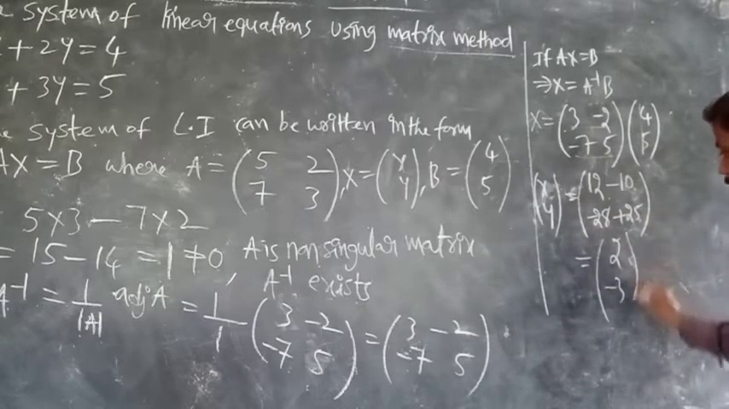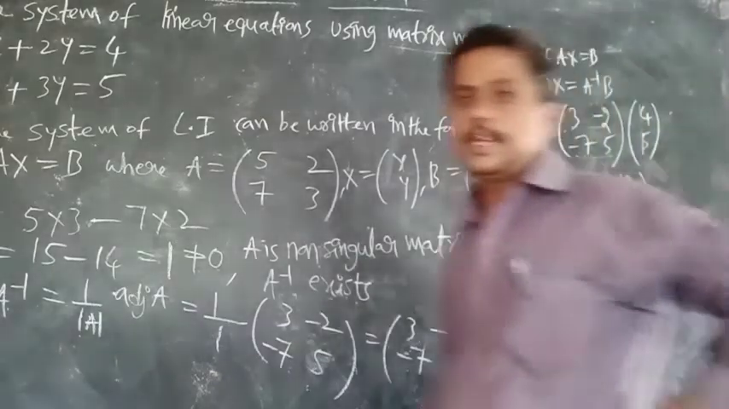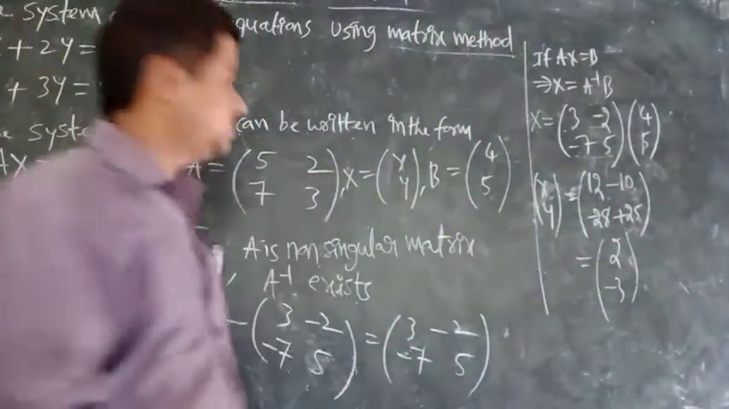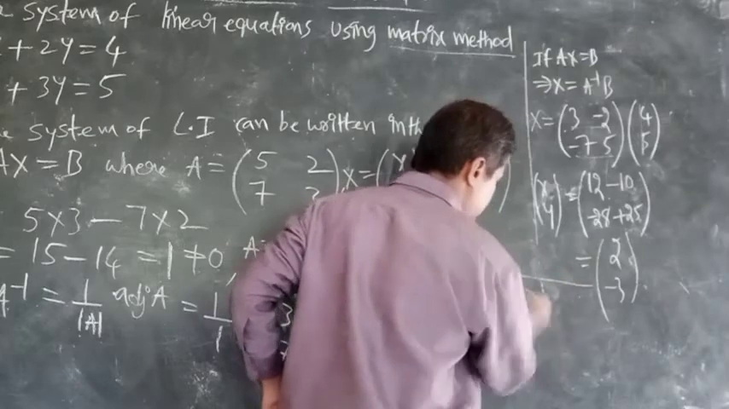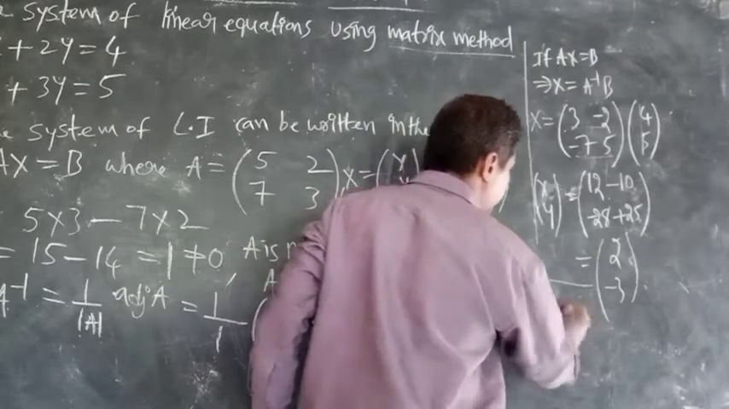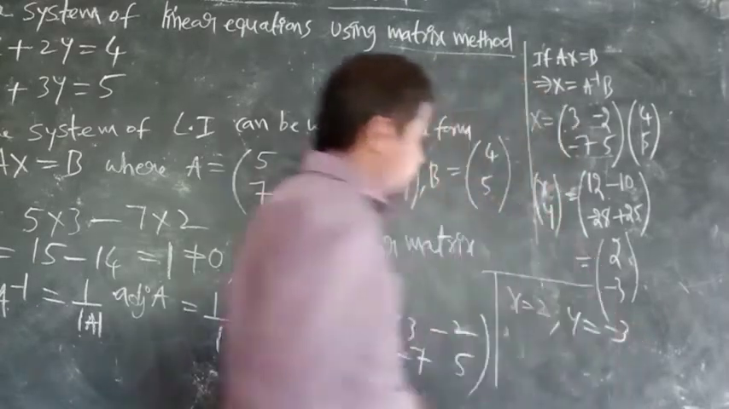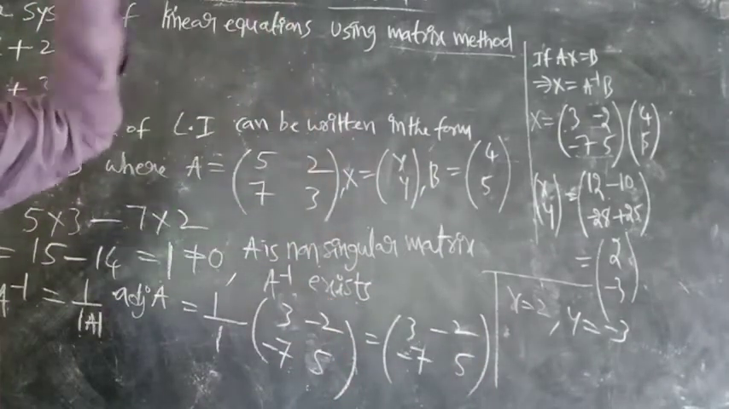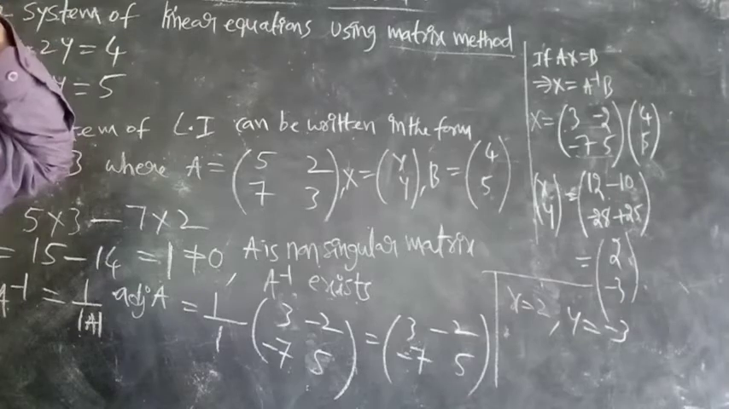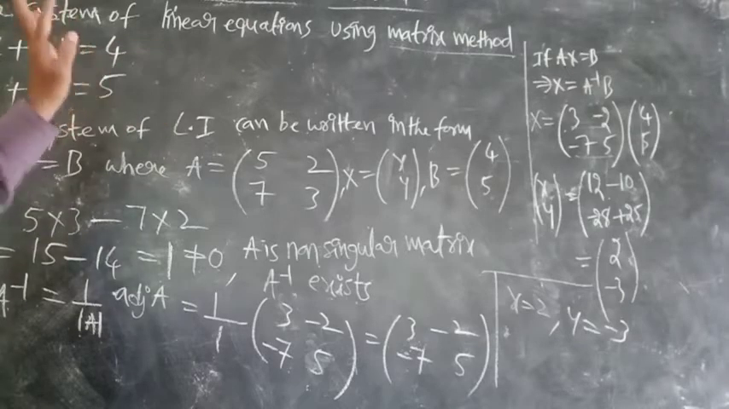So therefore what is the x value? x is equal to 2. Okay, here x is equal to 2, y is equal to minus 3. So x is equal to 2, y is equal to minus 3. Like that you have to calculate. Okay? See, so this is the procedure to calculate by using the matrix method.